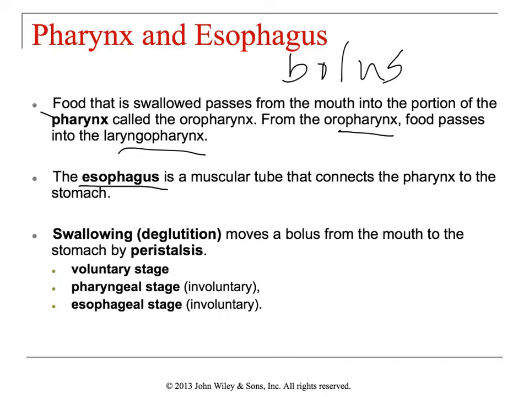The way that we swallow is a three-part process. Swallowing is called deglutition. Deglutition is swallowing. It has 3 stages. It's got a voluntary stage, which occurs in the mouth when we're swallowing, then a pharyngeal stage as it passes through the pharynx, and then an esophageal stage as it passes through the esophagus to enter into the stomach.